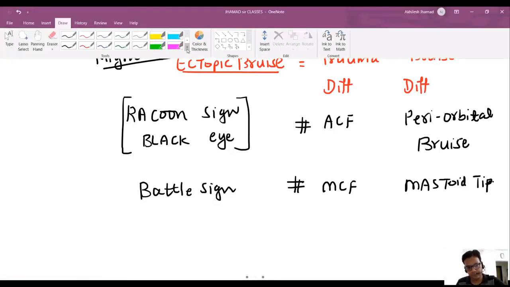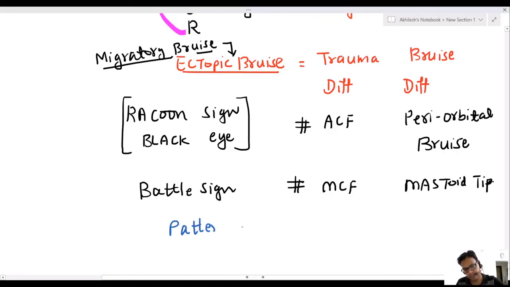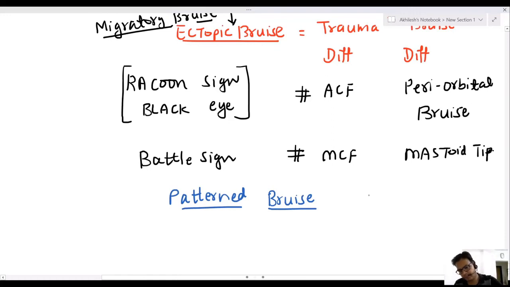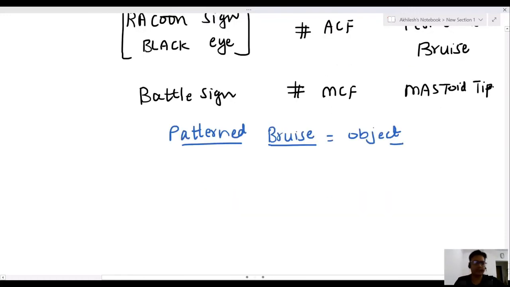Now we are coming to pattern bruise. Pattern bruise forms the pattern of an object. Like the first very simple example, a rod. If you strike with a rod or stick on your body, you will see the bruise like this. So this will be a line.